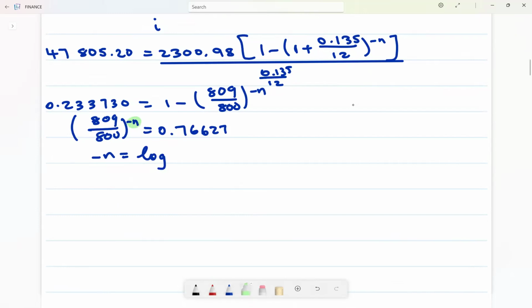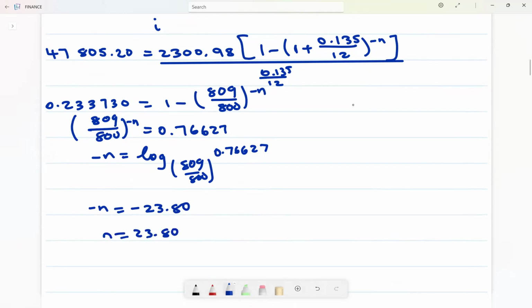When I want to drop this n now, as I have done here, I need to introduce log, and then this is the base, remember here. So the base will remain the base. And then these two will exchange exponents. So this one will be log of 0.76627, and then negative log, I get something like negative 23.80, which means n is equal to 23.80, right? Which is approximately 24 months.